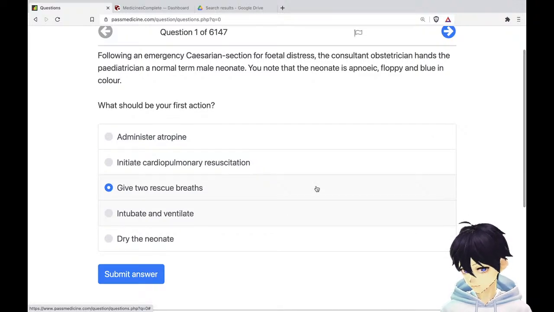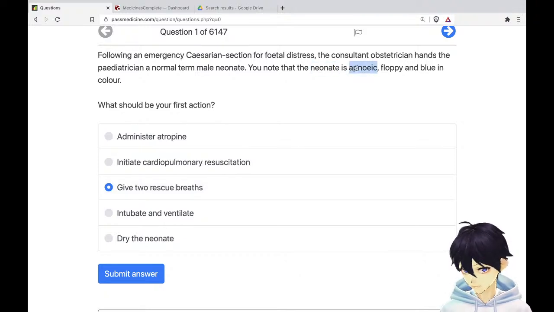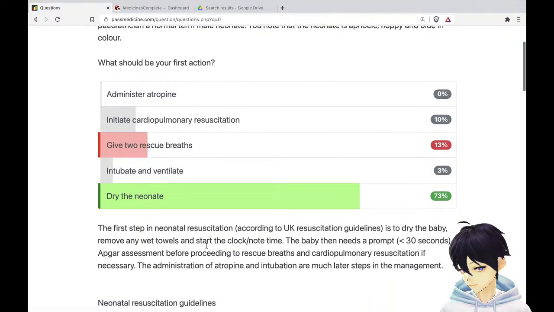Intubate and ventilate, as if they start breathing. Do you intubate before you do CPR? Apneic, floppy, and blue. Is their heart beating though? I don't know. Dry the neonate. Probably have time for that later. It's not breathing right now, so drying is not the priority. Let's try. Dry the neonate.